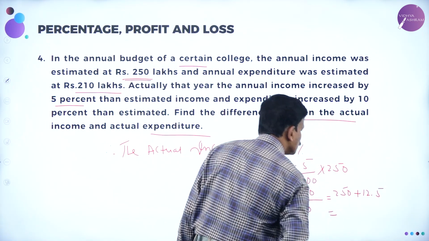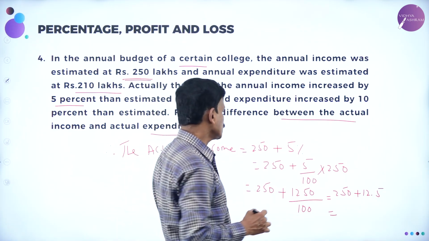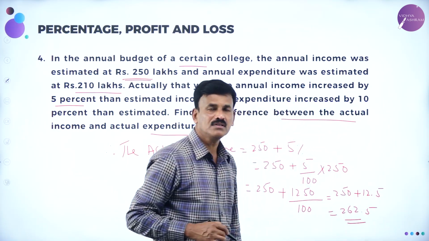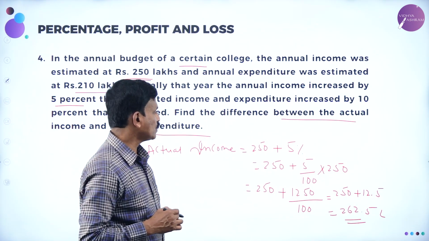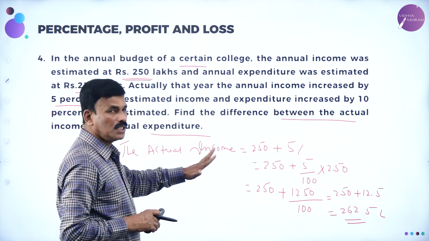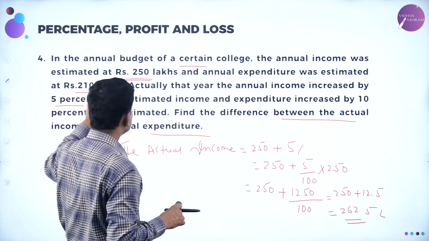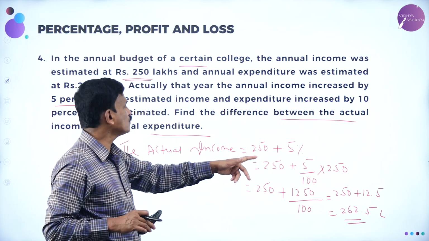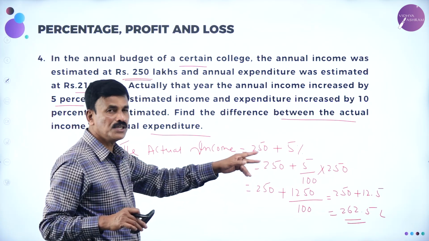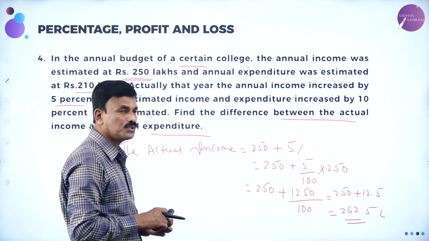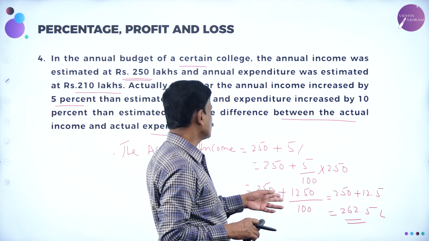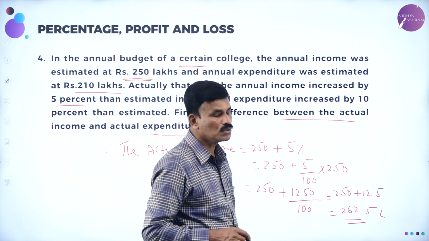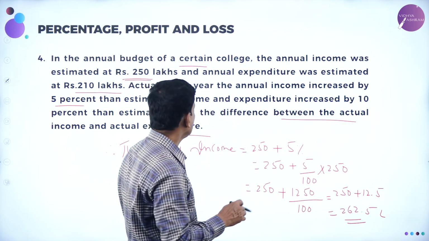That's equal to 250 plus 12.5, that is nothing but 262.5 lakhs. Okay, 262.5 lakhs. See here, the actual income: during the annual budget, the annual income was 250. Again, it is increased by 5%, meaning 250 plus 5% of 250, that is 5 by 100 into 250, which is 250 plus 1250 by 100, that is 12.5. 250 plus 12.5 is 262.5 lakhs, the new income.